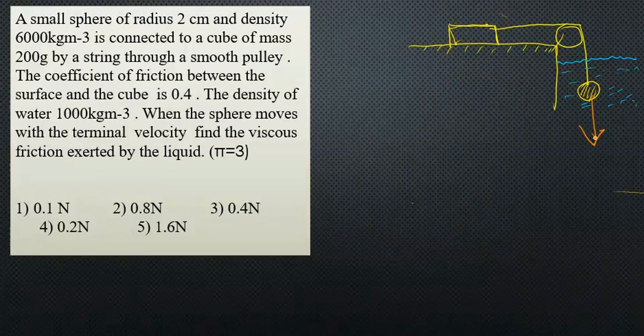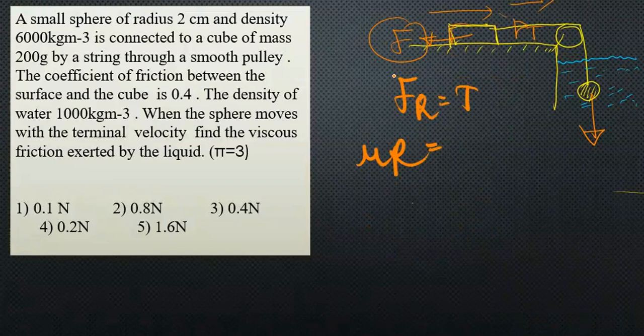Now they are telling us it is moving with a constant velocity. Terminal velocity means it's a constant velocity. So if the system is moving with a constant velocity, there's no acceleration, right? That means there's a frictional force this way because it is moving in this direction, and there's a tension here. So this tension has to be equal to the frictional force, then only it will move with a constant velocity.